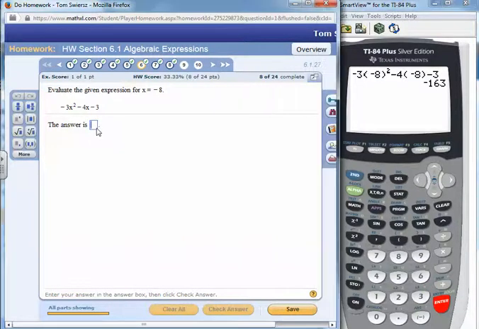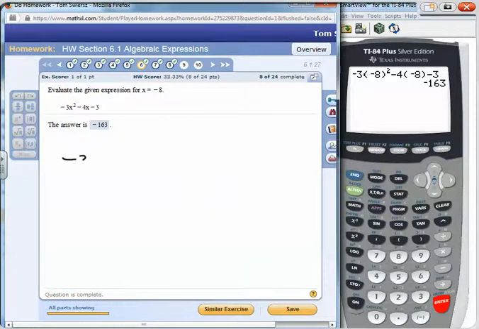and we get a negative 163, which is indeed the correct answer. So again, pencil and paper, we would have a negative 3 times a negative 8 squared minus 4 times negative 8 minus 3.